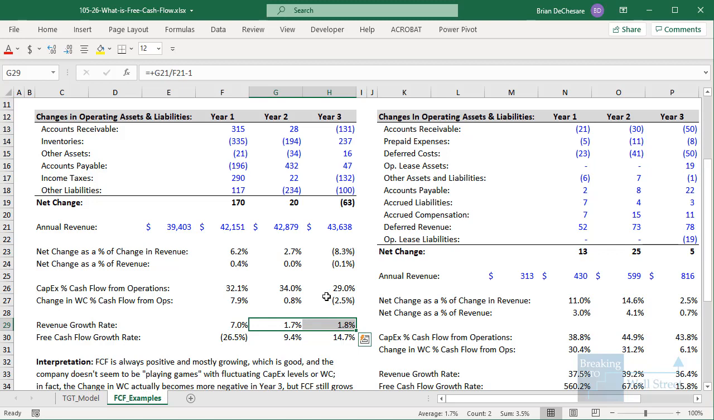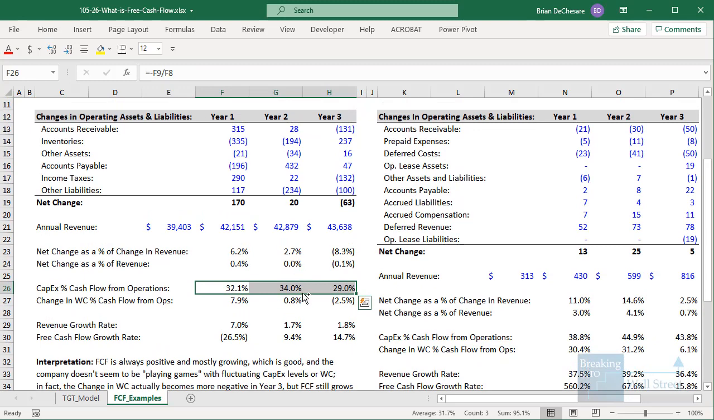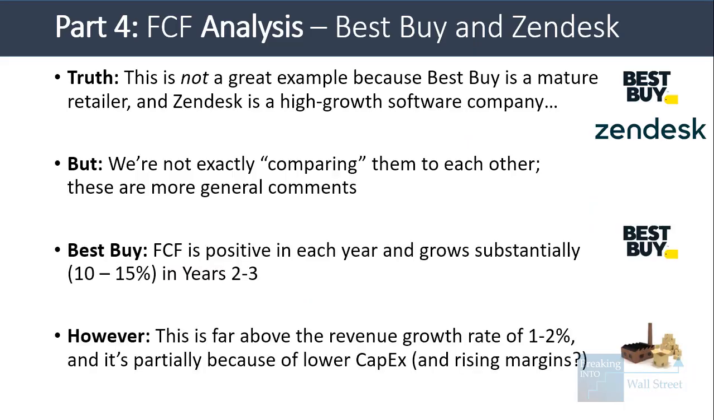Yes, it's good that free cash flow and revenue are both growing, but the main question here is, again, why is free cash flow growing by a higher percentage than revenue? It looks like part of this might be explained by capital expenditures here. They're falling from 34% to 29% of cash flow from operations, so that could be one possible explanation. The net change in working capital doesn't really seem to be contributing because it goes from positive in year 2 to negative in year 3, so that's not really propping things up. So it's partially because of the lower CapEx here.